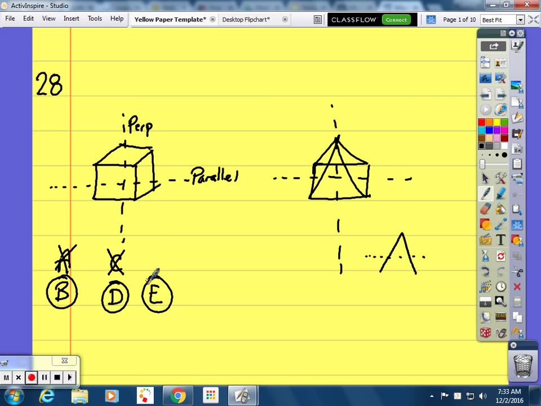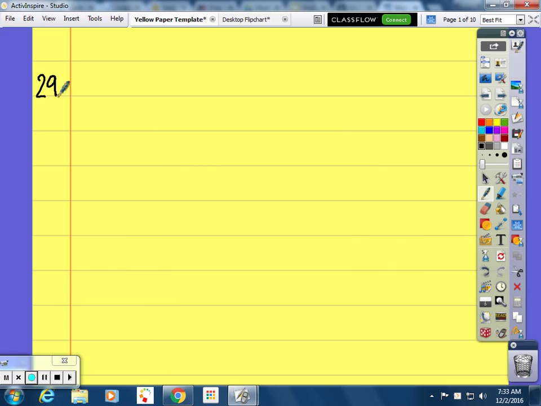Moving on to number 29. What is the area in square inches of a mirror if the mirror has a diameter of 22 inches? What is the area in square inches of a mirror? Diameter. Well, if it's talking about diameter, then it's talking about a circle. The diameter is what goes all the way through the middle that must pass through the midpoint.